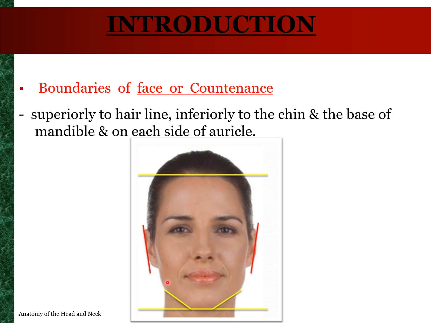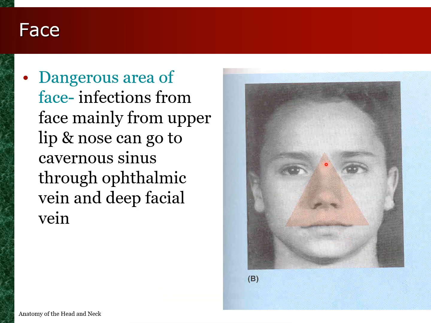Now you can remember the boundaries of the face and the boundaries of the skull. Then the facial muscles, their clinical testing and the nerve supply of the facial muscles. Now remember the danger area of the face: infection from the face, mainly the upper lip and the nose, can go to the cavernous sinus through the ophthalmic vein and the facial vein. This area is given the name danger area.